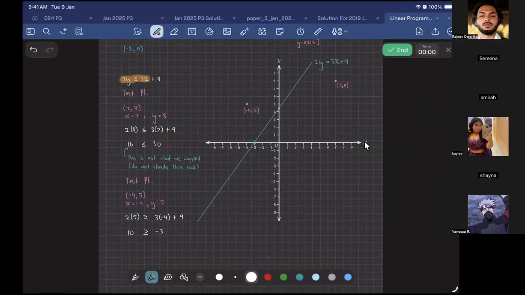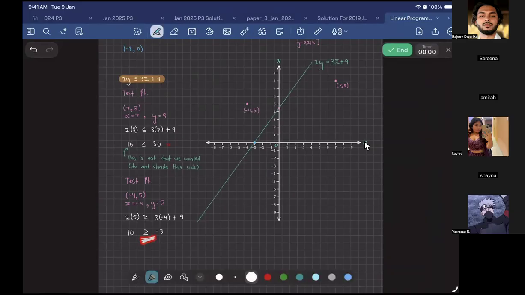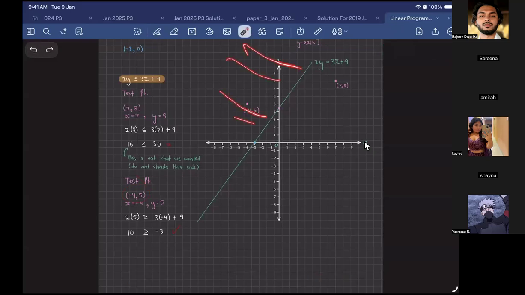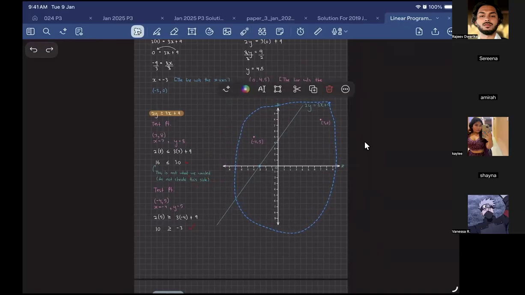No, sir. You sure? Check it out. Oh, my bad. Yes, sir. Check it out. What was the inequality sign we wanted? More than or equal to. Right. So we're getting it over here. So this is correct. So you'd have to shade the region where the -4, 5 exists. So that would be this region over here. Talk to me, you okay with that? Yes, sir.